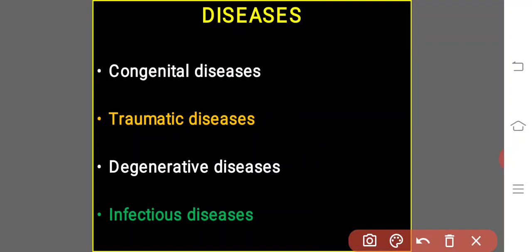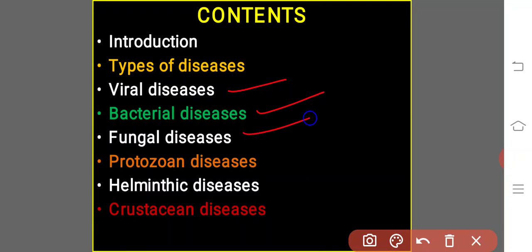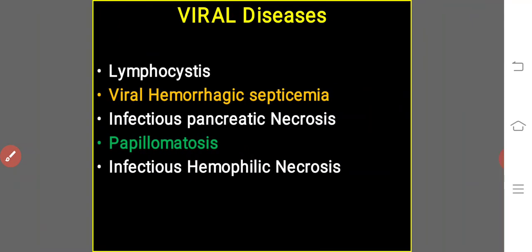Coming to the infectious diseases, all infectious diseases are introduced into a tank from another infected fish either directly or by transferring the infection via a net. And there are various pathogens, they cause the different kinds of diseases as now we have discussed. Some of them are viral diseases, some of them bacterial diseases, fungal diseases, protozoan diseases, helminthic diseases and the crustacean diseases. Let us discuss one by one.